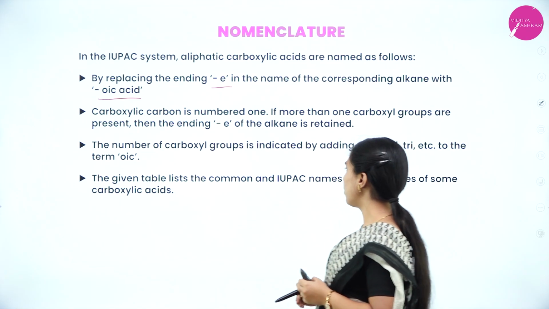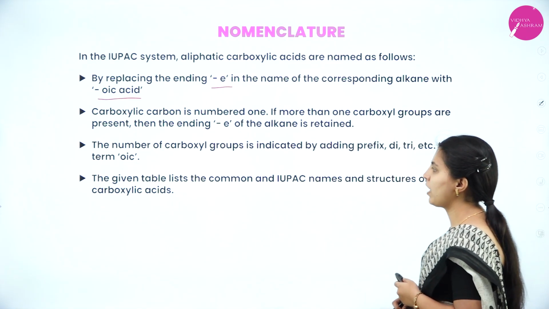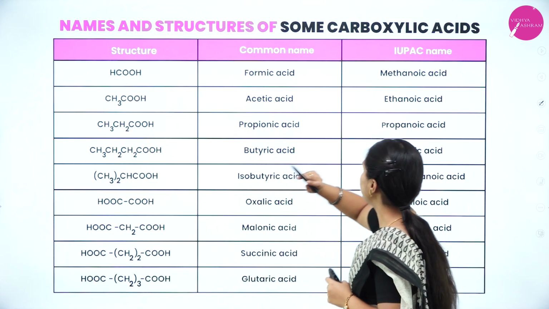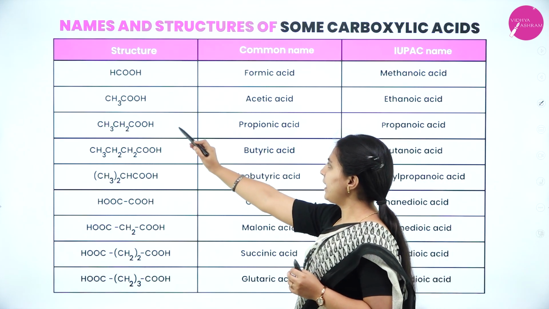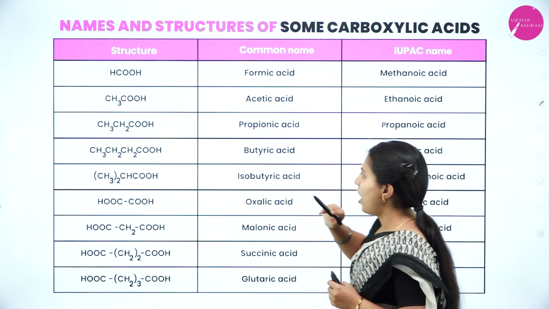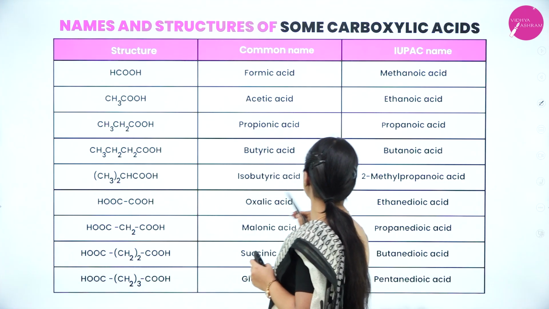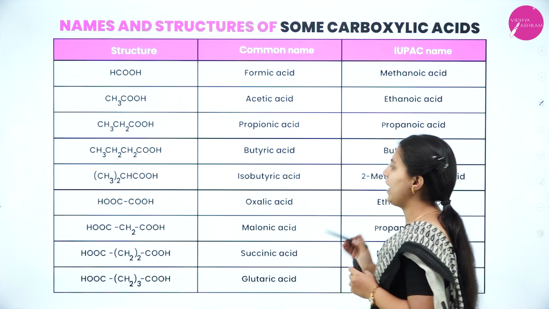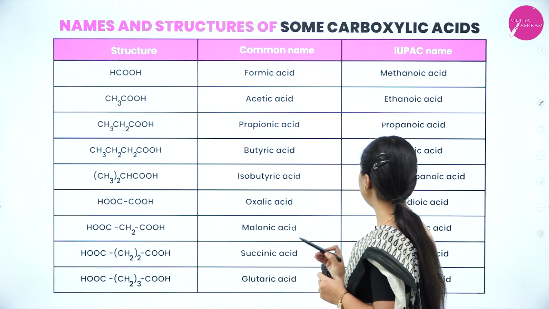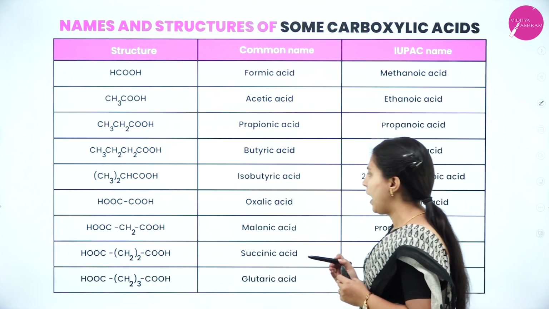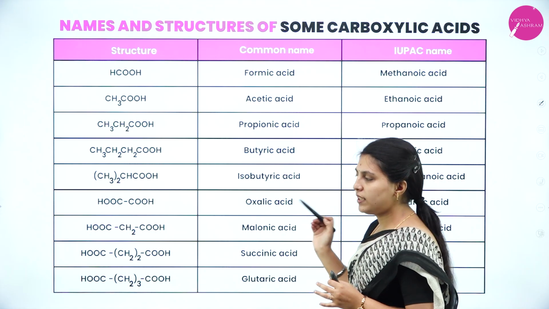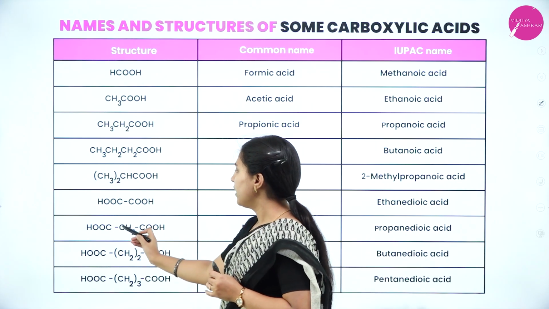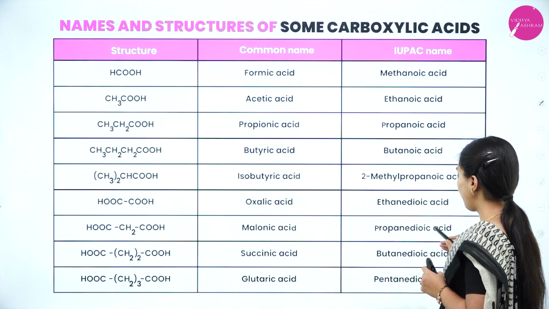The given table lists the common and IUPAC names and structures of some carboxylic acids. See here, this is formic acid in common name and methanoic acid; acetic acid, ethanoic acid; propanoic acid because of three carbons; butyric acid, which is butanoic acid; isobutyric acid, which is 2-methylpropanoic acid; and this is oxalic acid, COOH and COOH, which is ethanedioic acid; and here malonic acid, which is propanedioic acid.